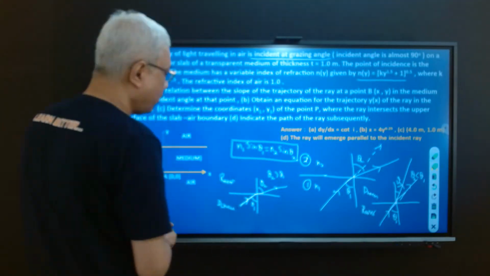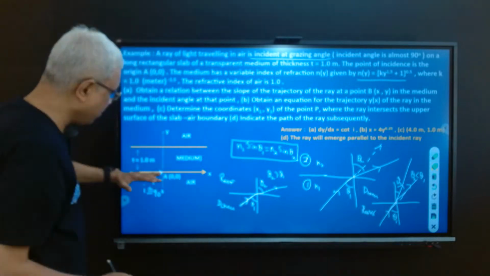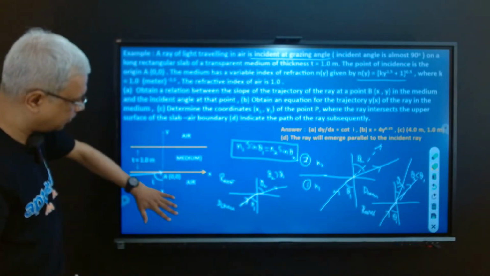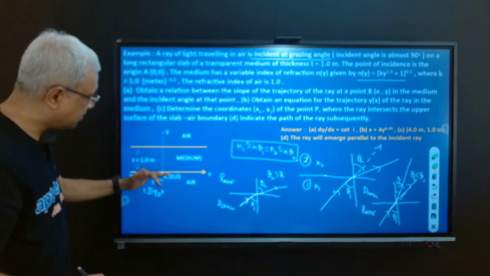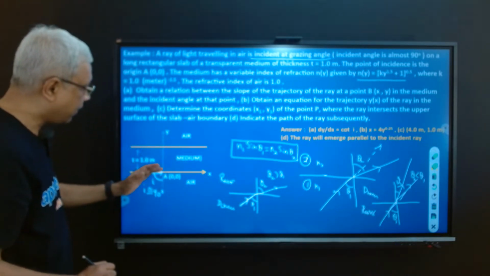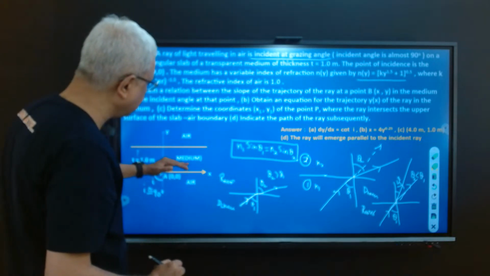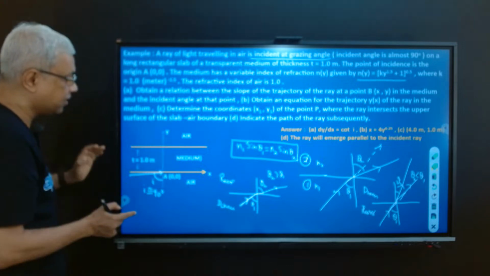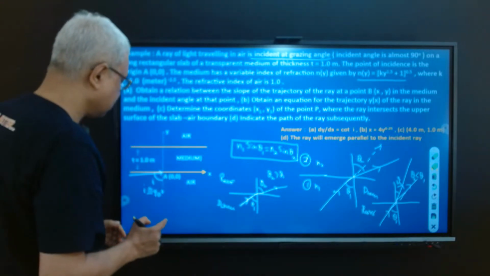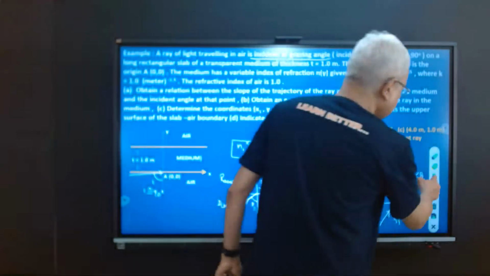Now this problem, what is happening? Below the slab, there is a constant air medium, and as soon as the ray strikes, it suffers refraction, but the refractive index continuously is changing, and therefore the direction of the ray is also continuously changing. Now what happens in this case? Let us see.